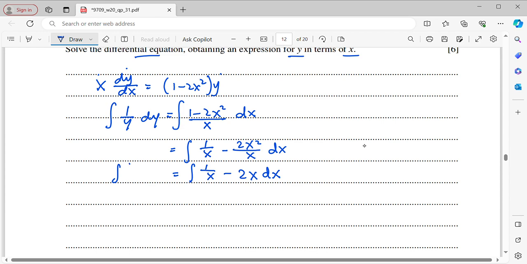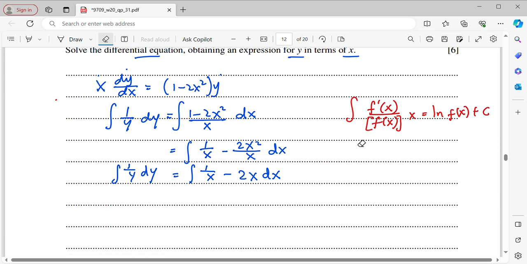Okay, now for the left hand side, to integrate 1 over y dy, we have a formula. Integrate f prime x over f(x) dx. It will be ln f(x) plus c. Okay, provided the degree of the f(x) must be 1. Right? So therefore, from here, where I differentiate the denominator for the left hand side, differentiate y is 1. Okay, therefore, the left hand side is directly ln y.